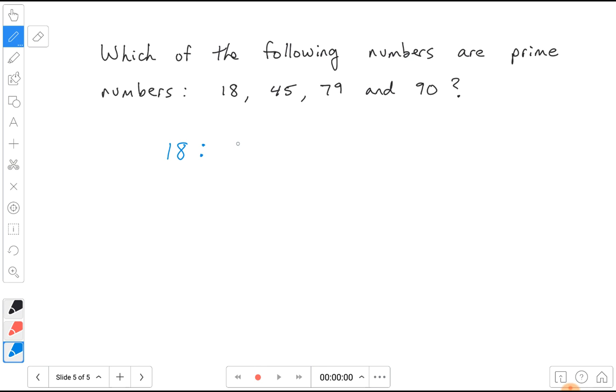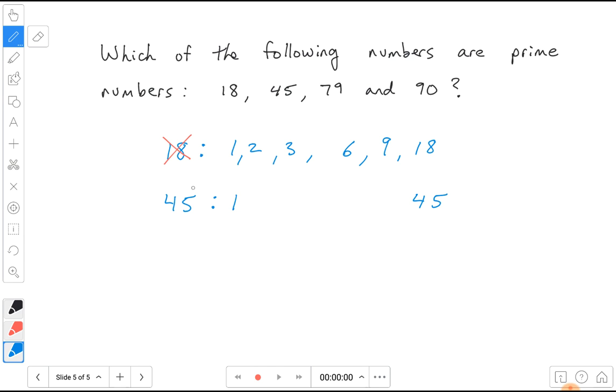And of course, there could be more. So for instance, 1 and 18, 2 and 9, 3 and 6, so there do happen to be more. But of course, we can eliminate it right away because it's even and greater than 2. So let's look at 45 then. This one will take some working out. So we'll do 1 here, 45 here, and we'll work our way up.